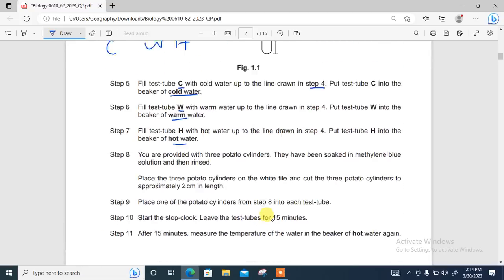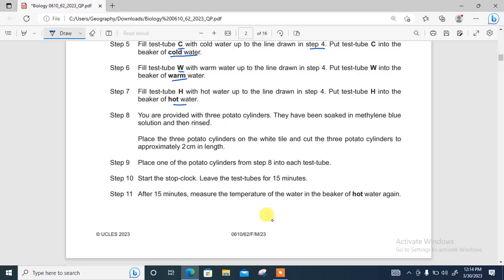Here they said you are provided with 3 potato cylinders. They have been soaked in methylene blue solution and then rinsed. Now place the 3 potato cylinders on the white tile and cut. You should cut the 3 potato cylinders to approximately 2 cm in length. So, approximately, this can be an error, because the 3 potato cylinders might be of different sizes. So instead of measuring approximately, trying to cut the length, maybe you should just measure the mass, so they will have equal mass.